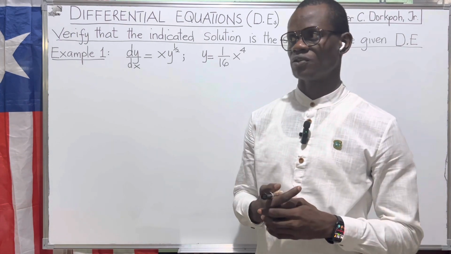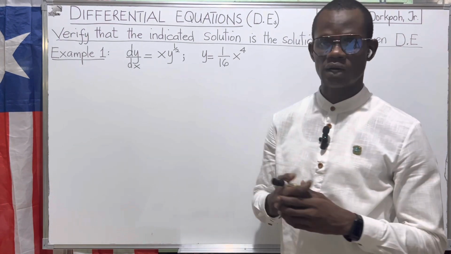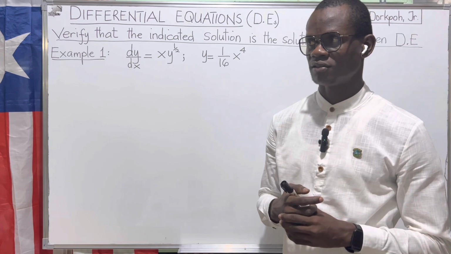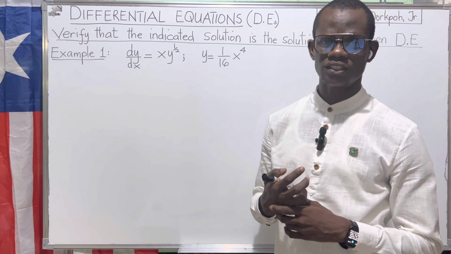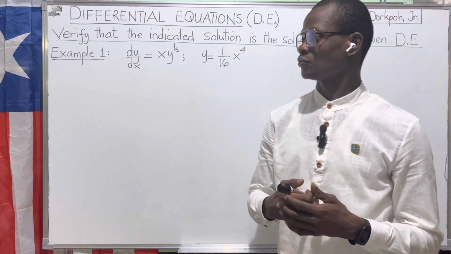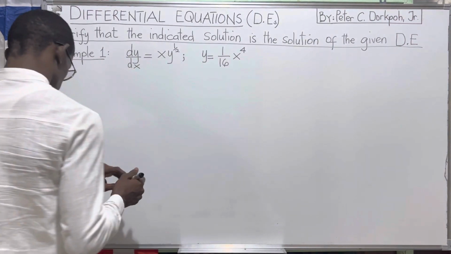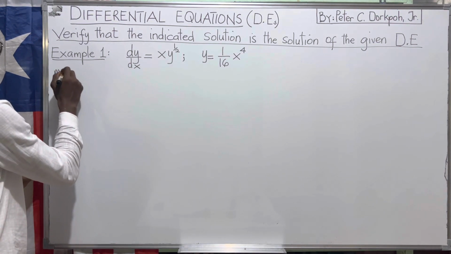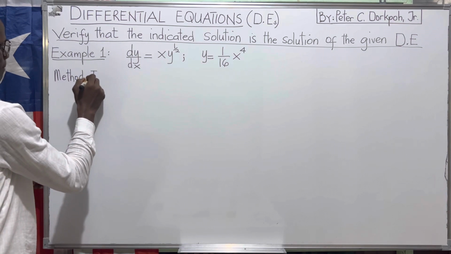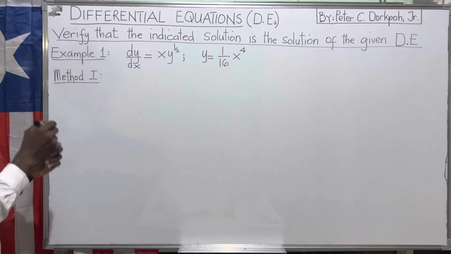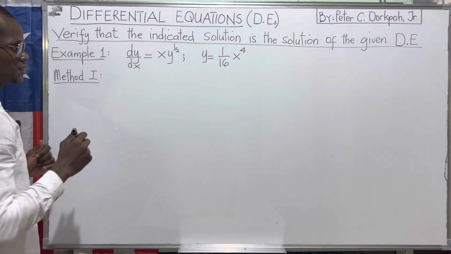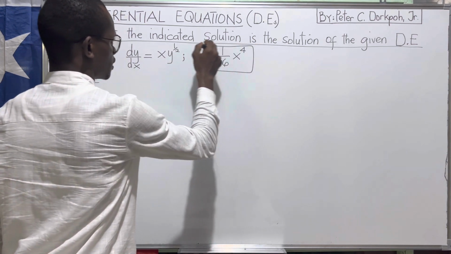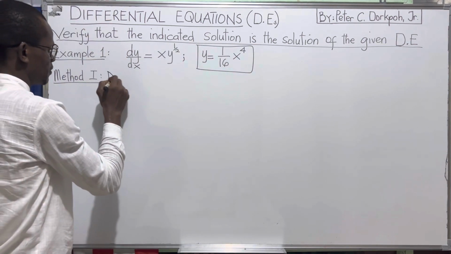So you can do that verification so easily. I'm going to just show you how to do it. I will use two methods, and one of the methods is much easier to work with than the other. So let's get started. The first method I'm going to work with, I call it the derivative method.